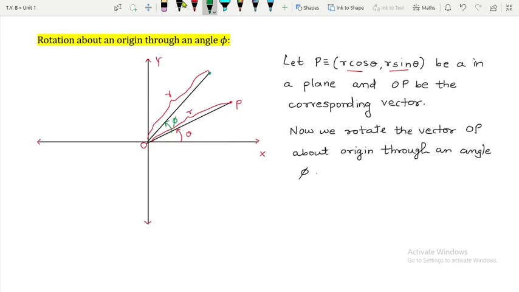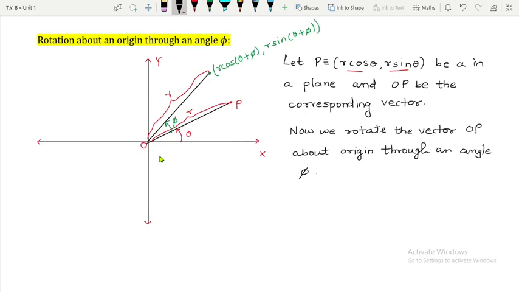And what will be the coordinates? Now modulus is same, so it is going to be r. Now what is the angle made by the rotated vector? Means I am talking about this vector, this one, okay, the new one. What is the angle made by this vector with the positive x-axis? This is theta and this is phi, so it will be theta plus phi, right? So this point will be r cos(theta plus phi), comma r sin(theta plus phi). I hope you are getting it.